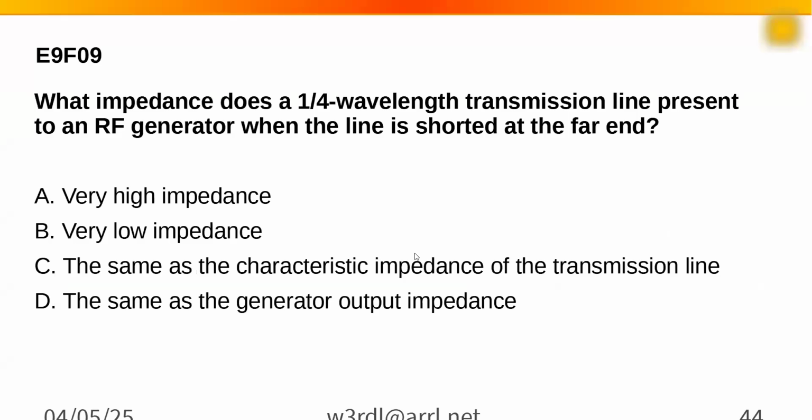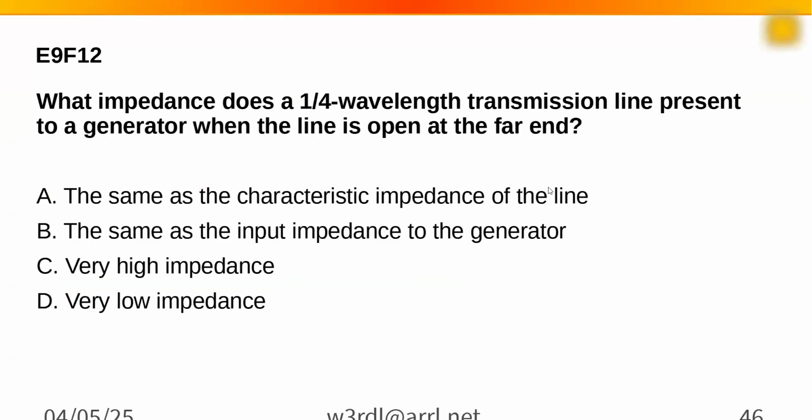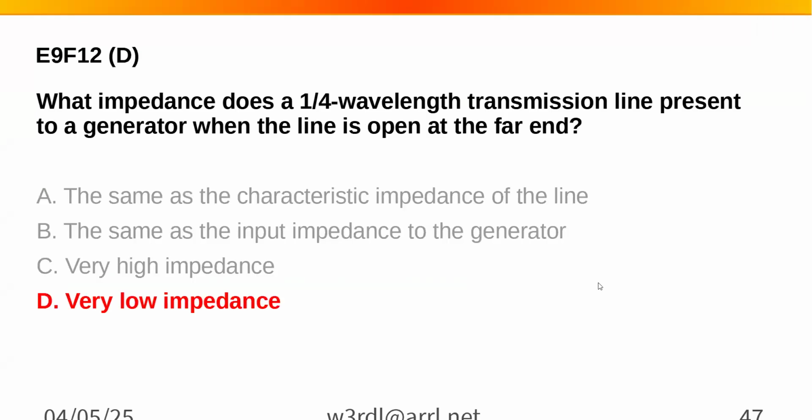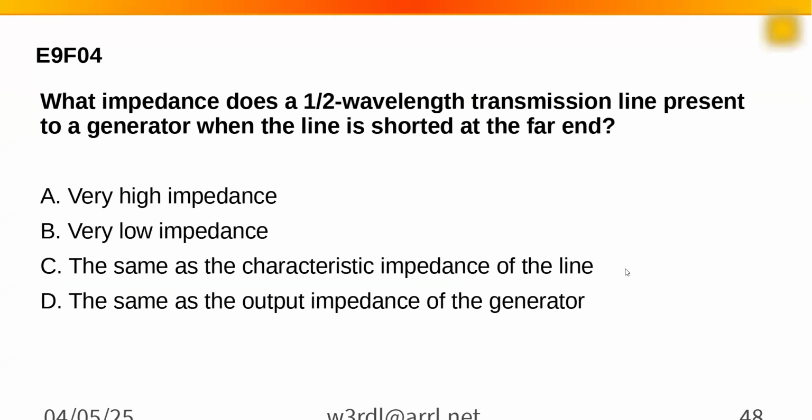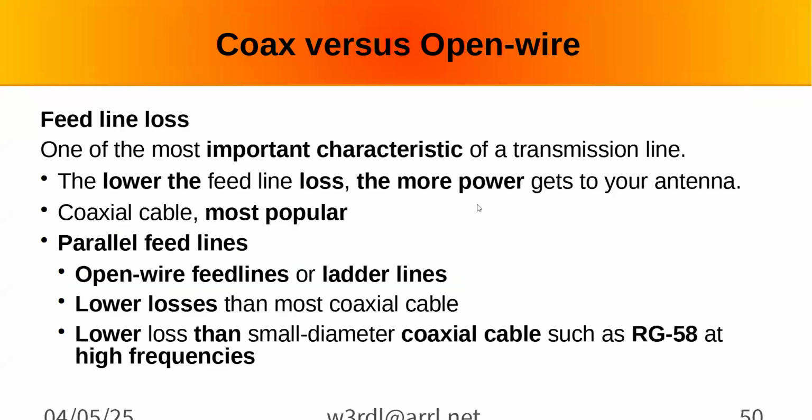So what impedance does a quarter wave transmission line present to an RF generator when the line is shorted at the far end? What impedance does a quarter wave transmission line present to a generator when the line is open at the far end? What impedance does a half wavelength of transmission line present to a generator when it's shorted at the far end? Okay. Feed line loss.